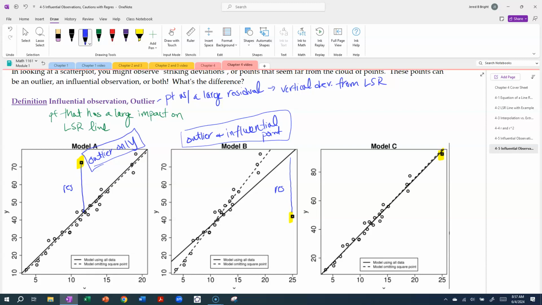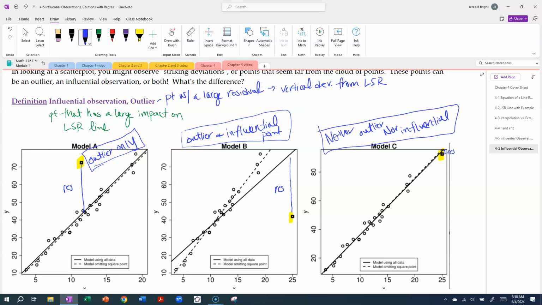So now here we look at this point, and does it have a large residual? Is it vertically deviated? No, not really. The residual is actually pretty small there. So I'm going to say it's no outlier. And then the LSR line doesn't look like it changes a whole lot. So I'm going to say not outlier, nor influential. I should actually say neither. English is the thing. So there we go. Neither outlier nor influential.